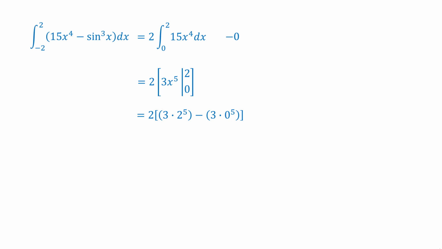Maintaining the 2, that's the constant, you have 3 times 2 to the fifth, putting in 2 where the x was, minus 3 times 0 to the 5th, putting in 0 where the x was. The rest is arithmetic. We'll have 2 times, and in the brackets 3 times 2 to the 5th is 96, which is 2 times 96, and so our integral is 192.